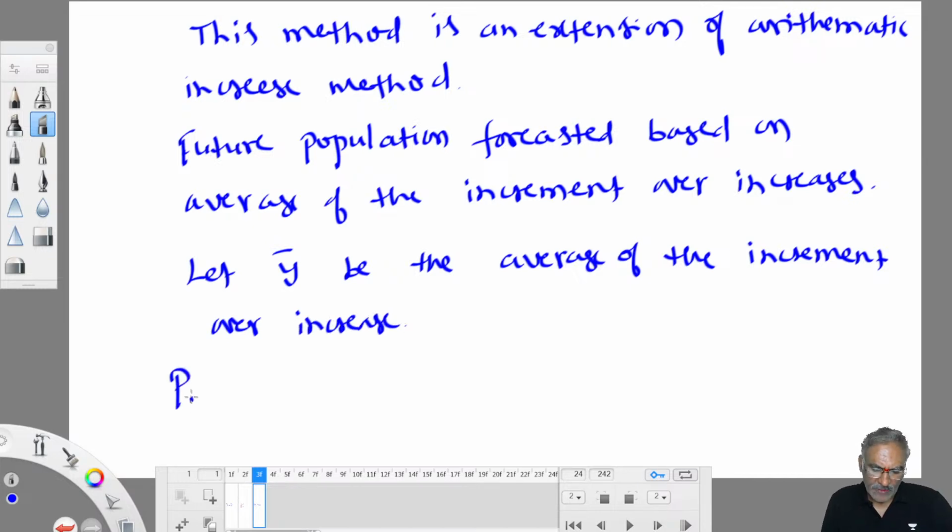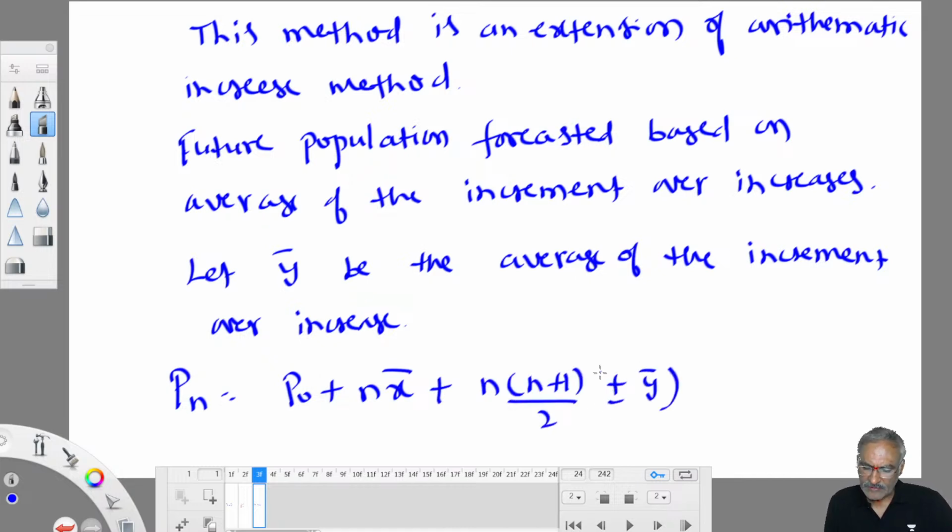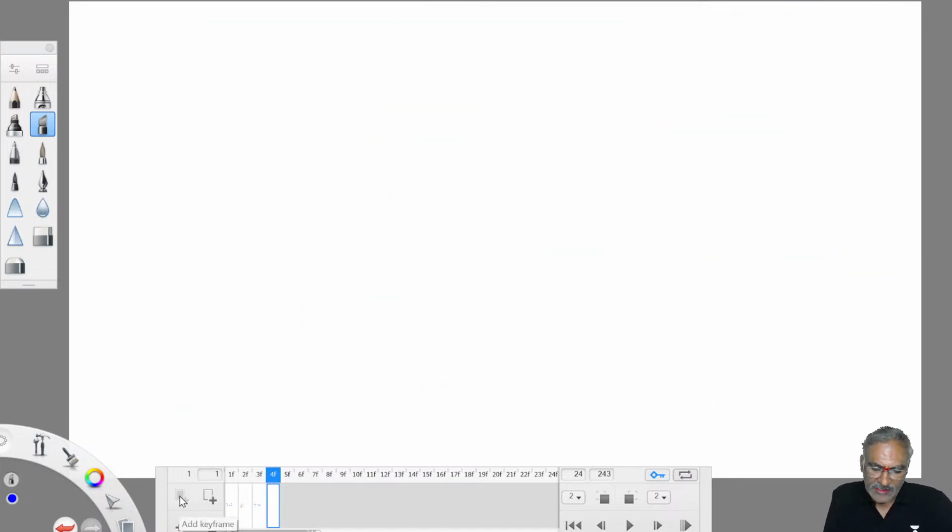Then future population Pn is equal to P naught plus n into x bar, this is the arithmetic increase. The addition to this is n into n plus 1 by 2 into plus or minus y bar. So this y bar is the extra thing that has come into this calculation. How to work out this average of the increment over increases, that's the extra thing that you need to learn.